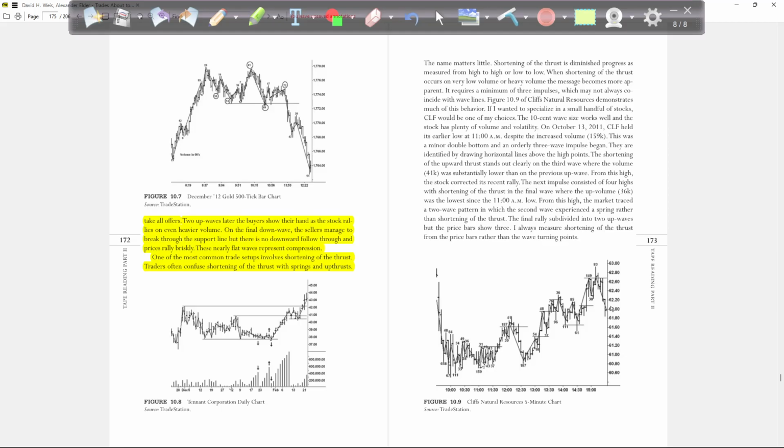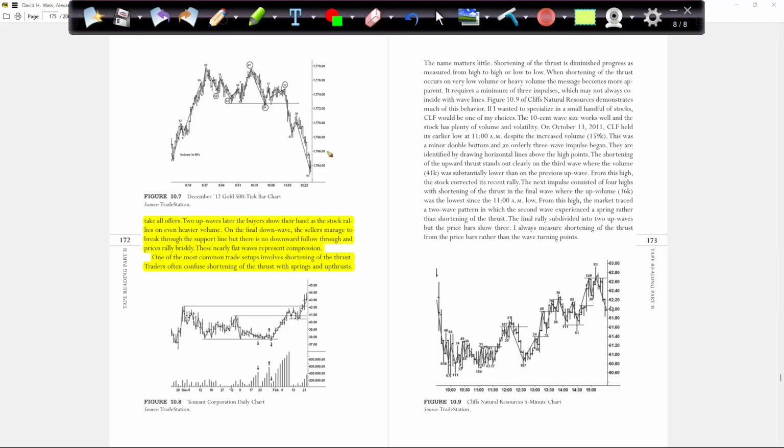Orderly three wave, one, two, three. So how do we define a wave? When we say wave, the sine wave comes to our mind. Like the sine wave, it starts from the origin.